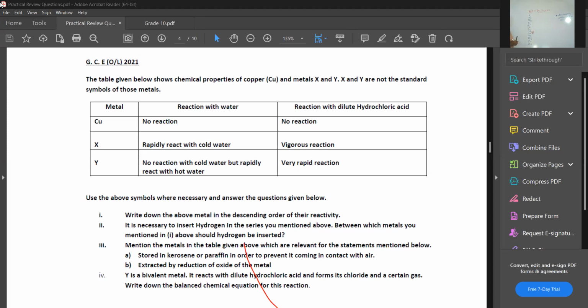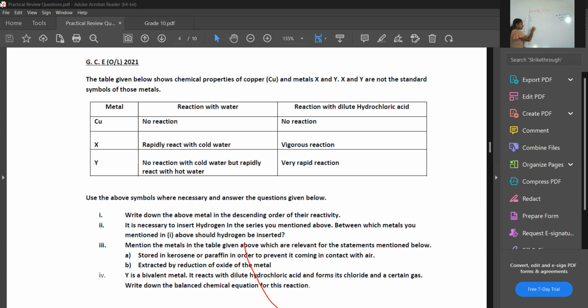Yes, this is the descending order of the metals, from top to bottom. From top to bottom, reactivity decreases. What are the metals? Potassium, sodium, calcium, magnesium, aluminium, zinc, iron, tin, lead, copper, mercury, silver, platinum, gold. Then why is hydrogen there?